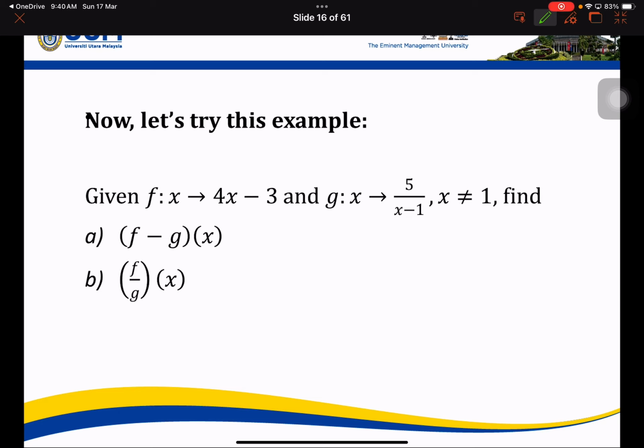Probably. Let me check. What is your answer? Dewi, what is your answer? Same or not? X squared or x... minus 2? Okay. Yes, different answer. Come on, there's more.